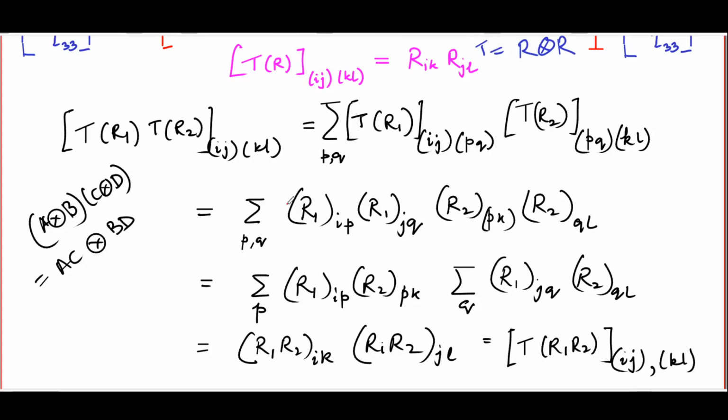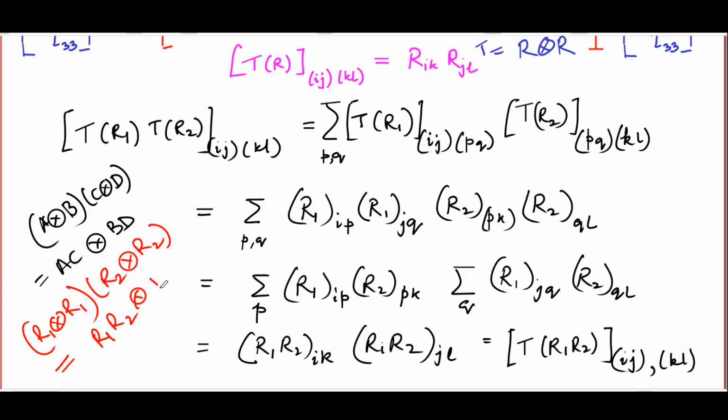This thing is of course true for all matrices for which the multiplication is compatible. In our case, what you have is basically R1 direct product R1 for T(R1), and you're multiplying that by R2 direct product R2, and using this basic property of direct product matrices, you end up with R1R2 direct product with R1R2, and that of course is T of R1R2.